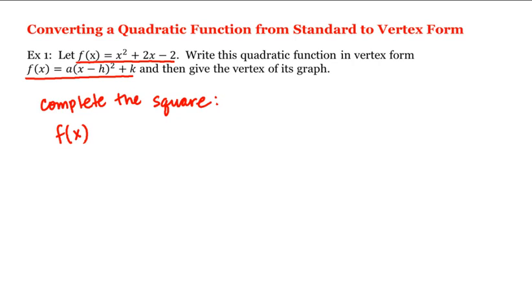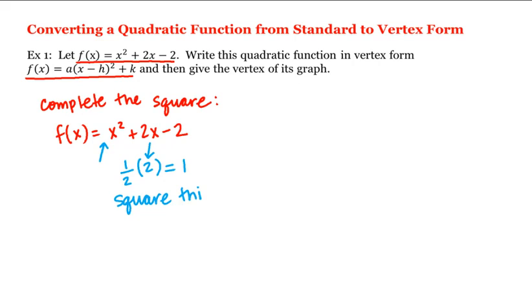So we're starting with f of x is equal to x squared plus 2x minus 2. And then the first step in completing the square is to make sure that the coefficient of this square term is 1, which it is here. And then we take 1/2 the coefficient of x, which in our case is 2. This gives us 1. And then we square this. So we have 1 squared is equal to 1. And then we add and subtract this number.